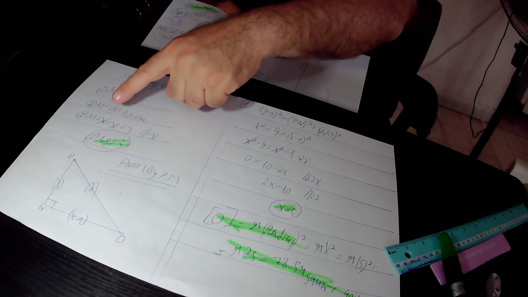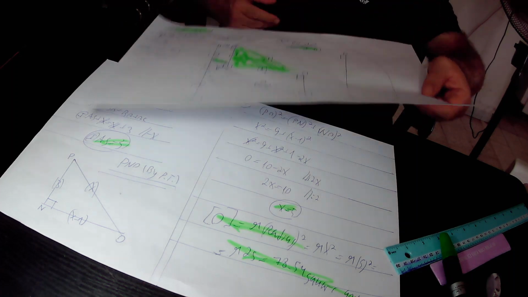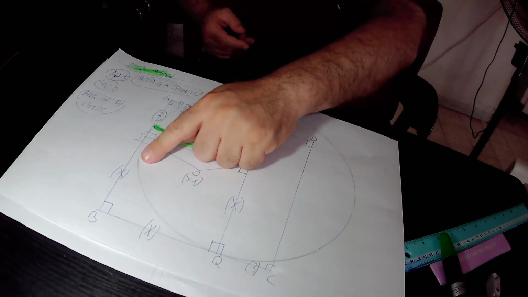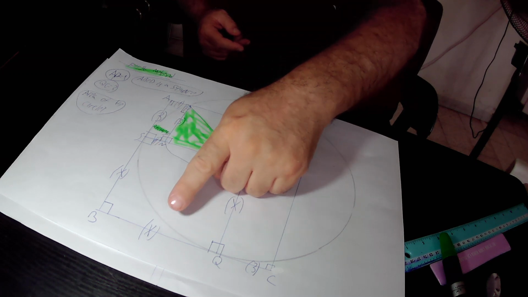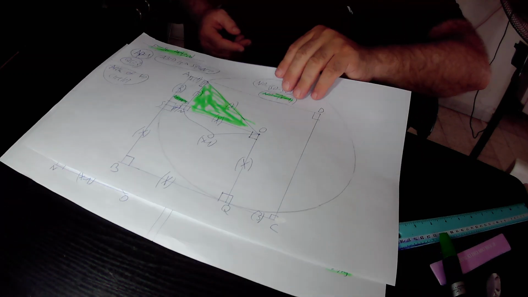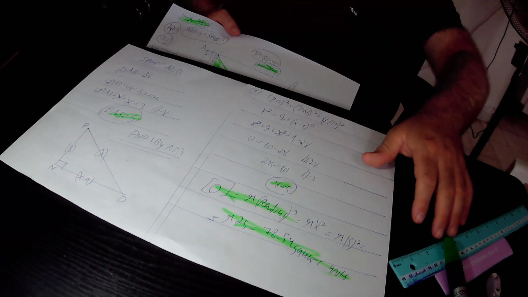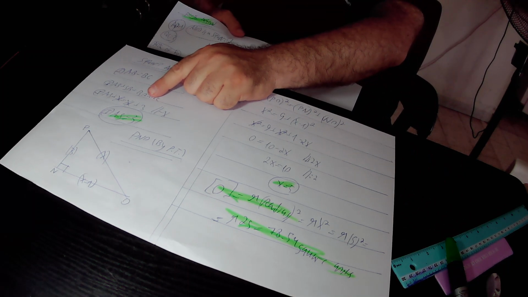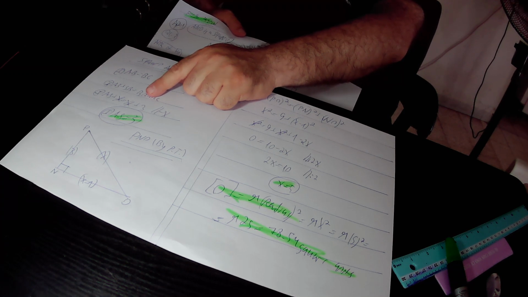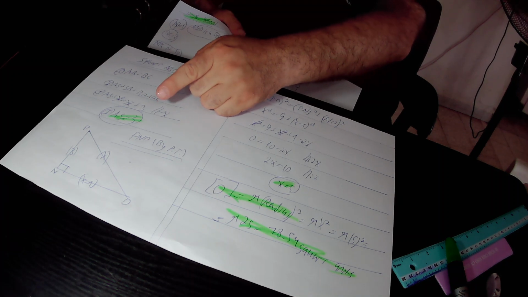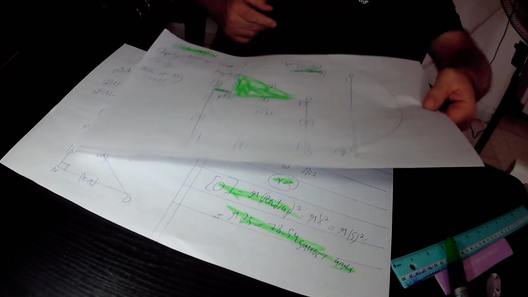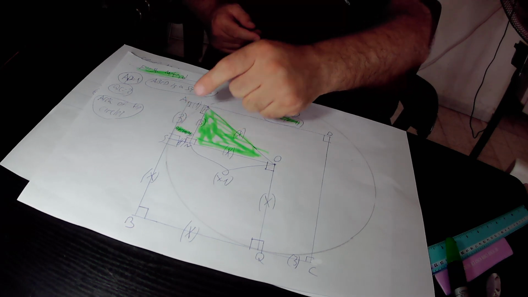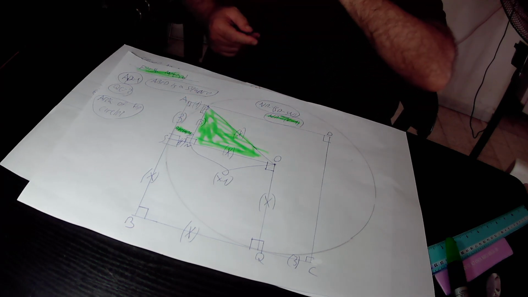AS is the missing side, so we leave it as it is. Plus SB, SB is x. BQ is also x, and QC is 3. So in total, we found that AS plus x equals x plus 3. Here we subtract x from this equation 1, so x will get cancelled. And we found that AS equals 3 units in its length. This is the missing side AS that is equal to 3 units in its length.